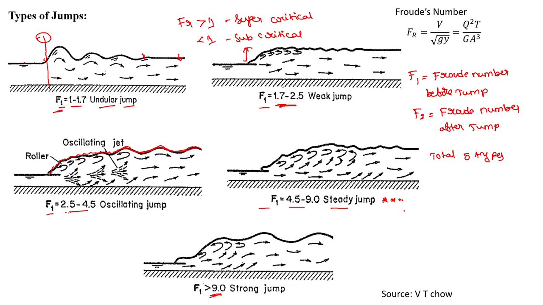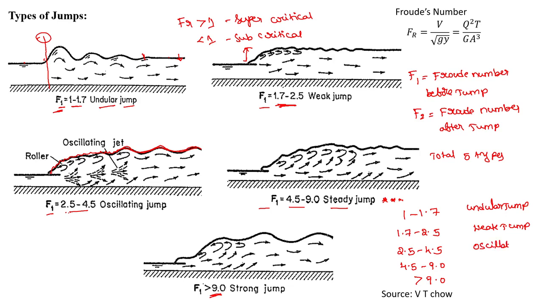You can remember the ranges in this way: 1 to 1.7, 1.7 to 2.5, 2.5 to 4.5, 4.5 to 9.0, and greater than 9.0. How can you remember the types? Undular jump, weak jump, oscillating jump, steady jump, and strong jump. You must remember these five types of jumps. So this is about the types of jumps.